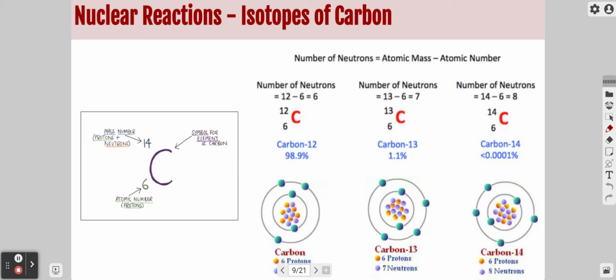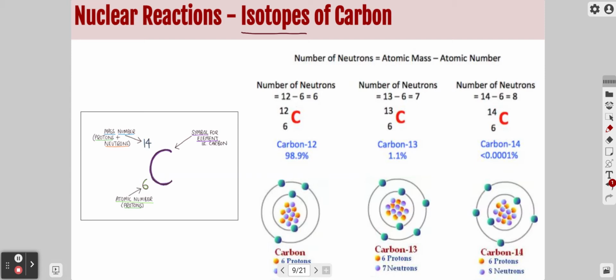All right, so now we're going to get into the nitty-gritties of the information that we need to know to write a nuclear reaction. So first off, let's take a look at what an isotope is, because we need to understand isotopes before we can understand nuclear reactions. This may be a review for you from Science 9 or 10.